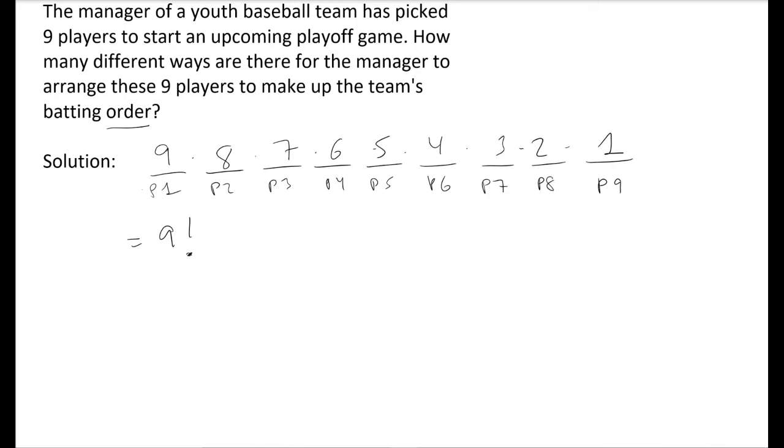In this case, 9 factorial is actually equal to 362,880. And that's the advantage of the factorial, that most scientific calculators have a factorial function that you can actually use to calculate this. In this case, we have 362,880 possible batting orders.